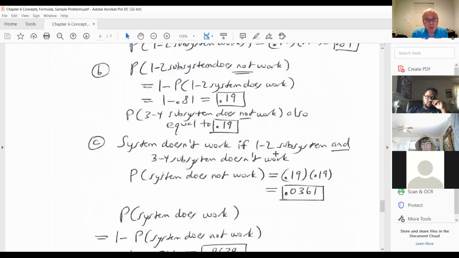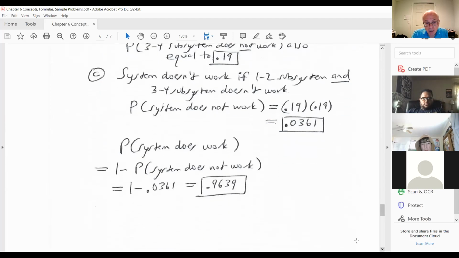It's simply, well, we know the probability that the 1, 2 subsystem doesn't work is 0.19. The same thing for the 3, 4 subsystem. The product of those two, because these are independent, is the probability that the overall system doesn't work. What's the probability that the overall system does work? It's the complement of 0.0361. It's 1 minus 0.0361. There's a 96.39% chance that the overall system works.